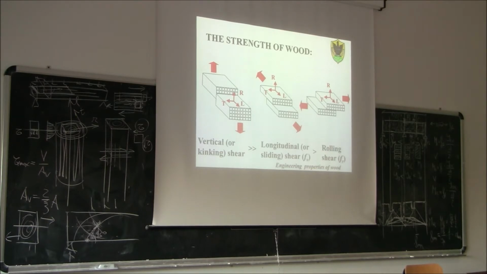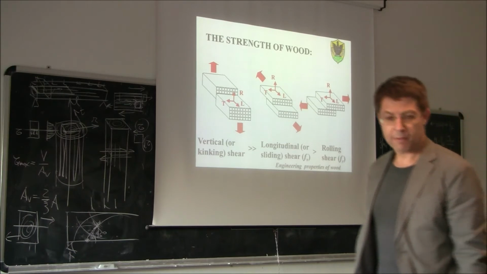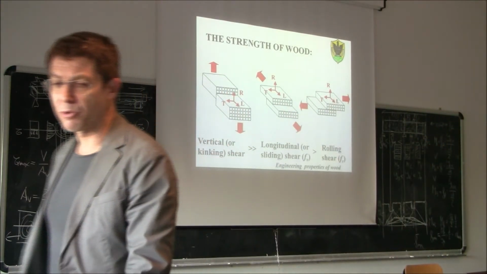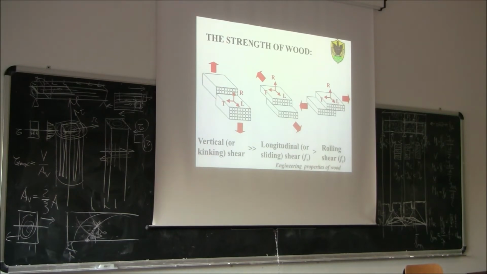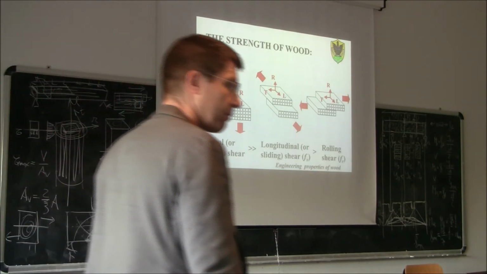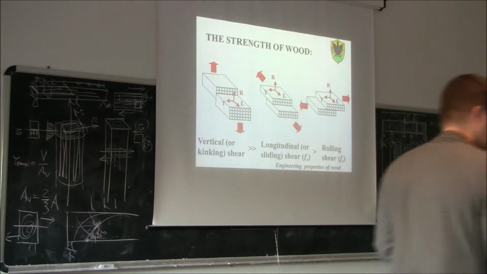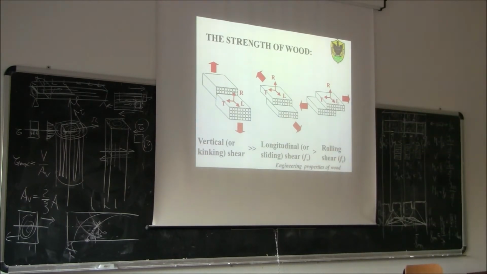Now a question. When you look at old timber beams, very often you will see that there are some cracks. These cracks very often are inclined. They are not horizontal, they are inclined. Why is that? Your opinion?